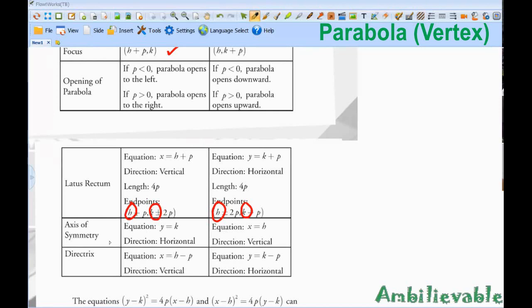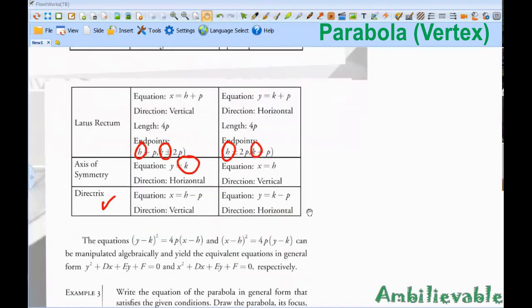The equation of the axis of symmetry is y equals k, and the direction is horizontal. For x equals h, it is vertical. Then the directrix equation is x equals h minus p, and for the other, y equals k minus p. All right, so let us try an example to apply these formulas.